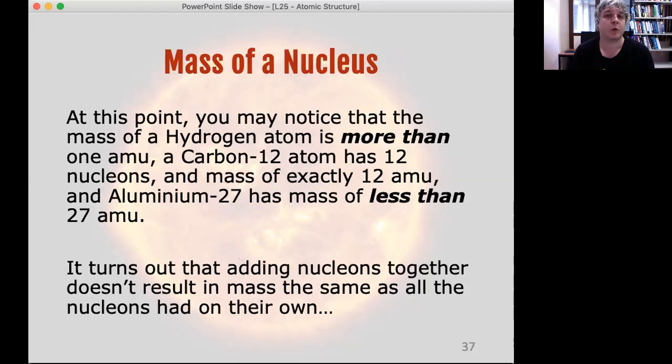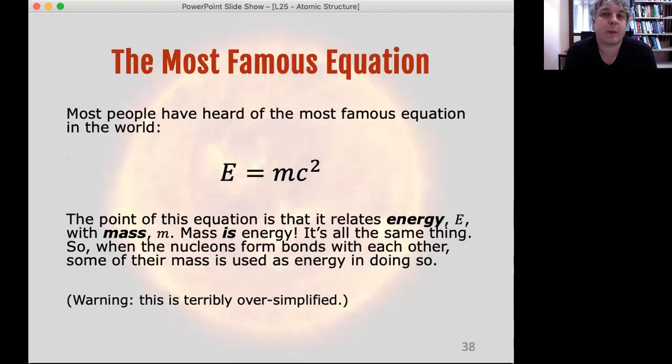That doesn't work in atoms. When we're talking about creating nuclei from different protons and neutrons, that no longer works. And this is where we bring in the most famous equation. Pretty much everyone has heard of this. You see it on posters, you see it on socks, you see it on shirts, you see it everywhere. It's a very common equation. You see it in bad movies where they're trying to make it look like someone knows some science. But what this equation actually means is relatively straightforward.